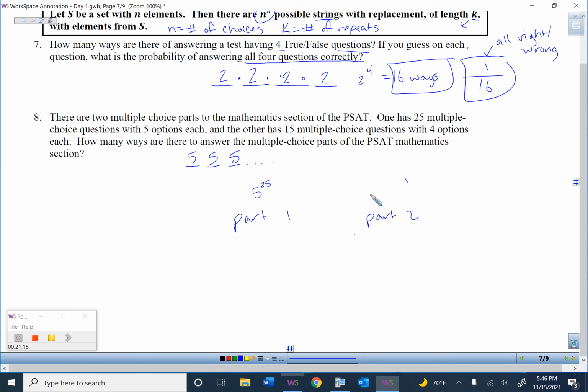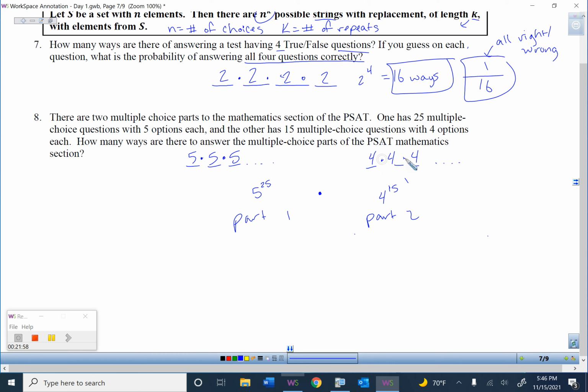Over on the second part here, similar, we're looking at 4 options each though, so that's 4 times 4, 4, 4, all the way through. And this one only had 15 questions, so it was repeated 15 times. But these 2 things are part of the same test. We could write this 5 to the 25th because we're saying 5 times 5 times 5. You're answering the first question and the second question and the third. Well, similarly, we need to answer part 1 and part 2, so we're going to multiply in between.